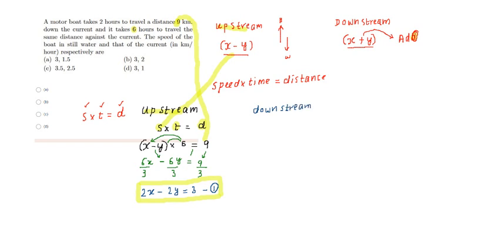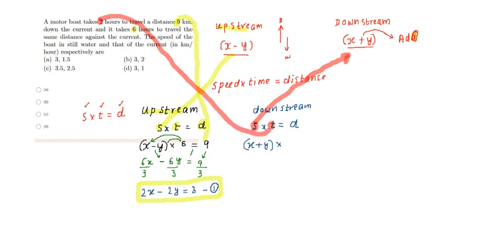What will happen in downstream? The formula has no change, but the values may be changed. As you know, here the distance is downstream, the speed is more, it is x plus y. So we put it as x plus y, into, multiplication has no change, time. Here the time would be less because speed became more, no? So time would be 2. Yes, so let us put it as 2.